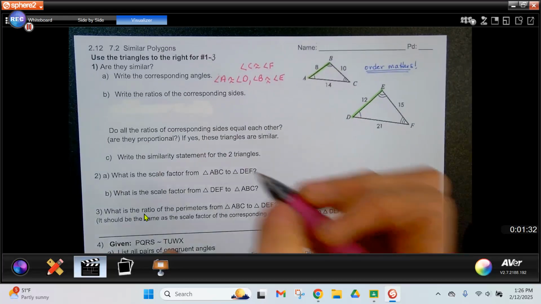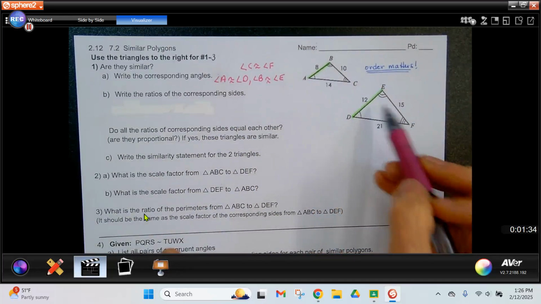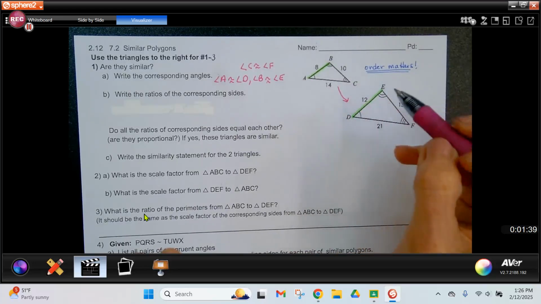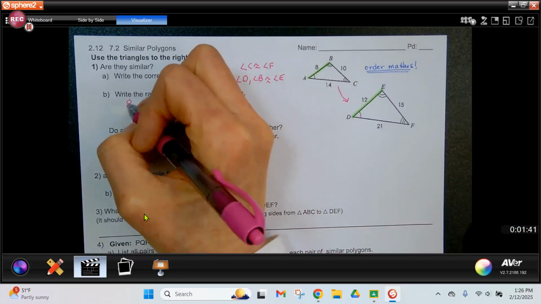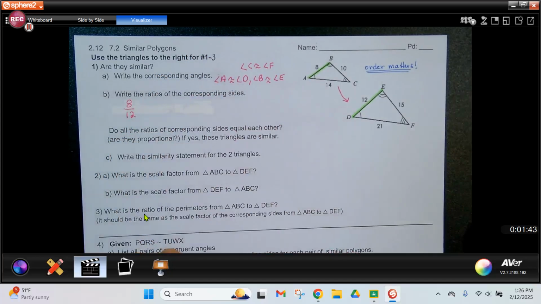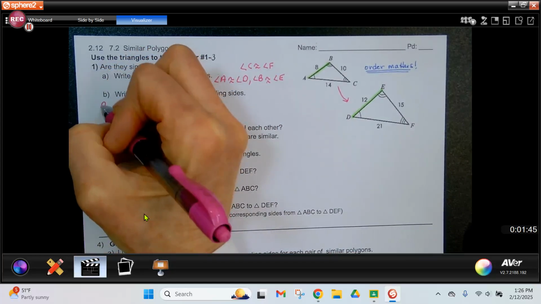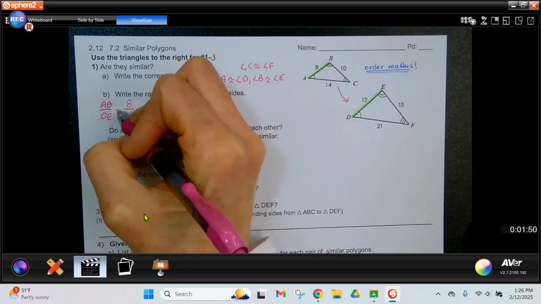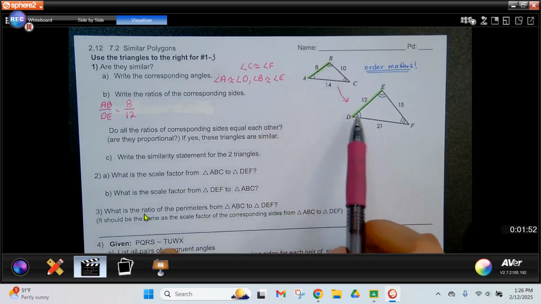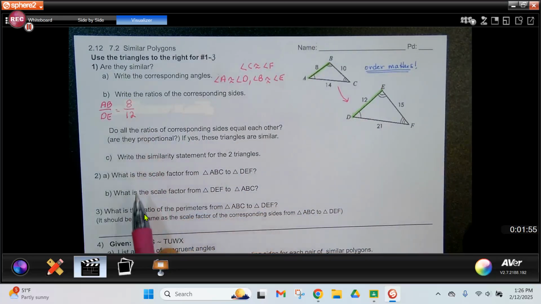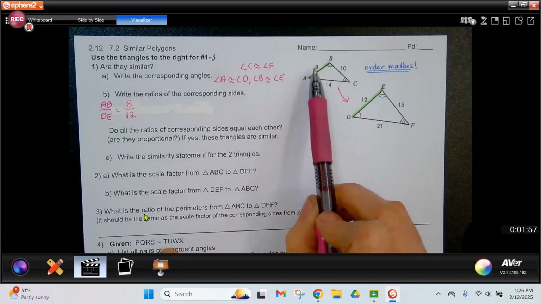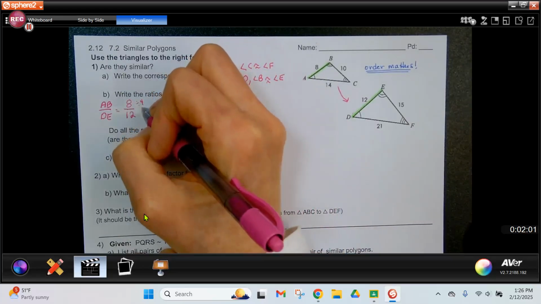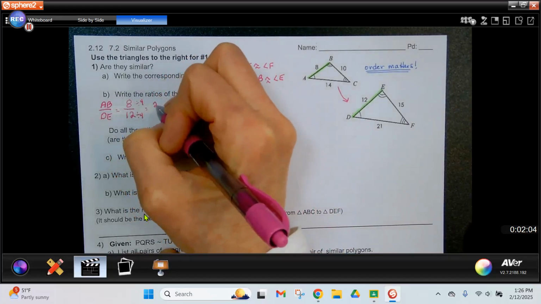And if I'm going to write the ratio of that, I can go from small to big or big to small. I'm going to go from small to big, in this direction. So I'm going to put 8 on the top and 12 on the bottom. So that is AB to DE. So AB to DE is 8 to 12. That's the ratio of those two sides and their corresponding sides. I can simplify this by dividing by 4, and I get 2/3.